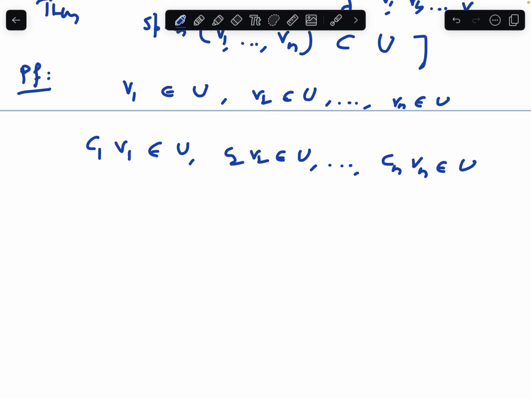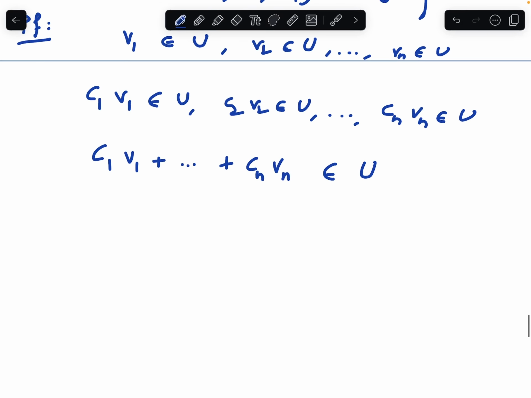But since U is a subspace, it is closed under addition, right? So this addition is also inside U. But what is this? A linear combination of V1, V2, V3, Vn. And C1, C2, C3, Cn can be anything, right? They can be anything.